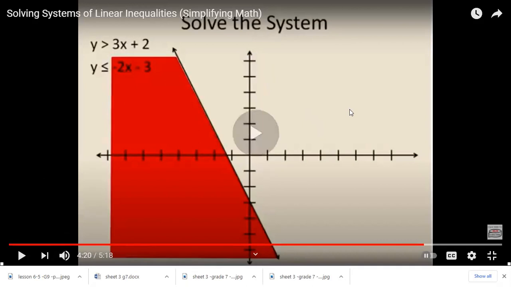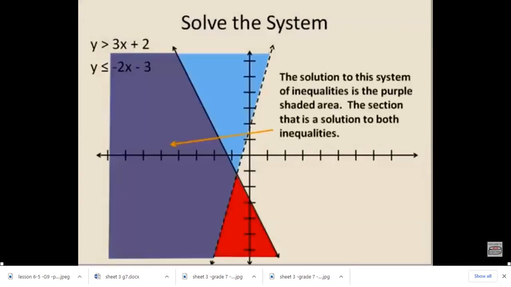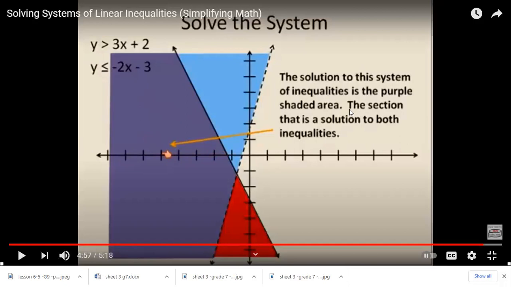So let's watch together. These are the solutions for our system. Instead, I'm just going to combine them together and shade it in purple where the blue and red cross. So the solution to this system is the purple shaded section. This is the section that would be a solution for both inequalities. If you'd like to test this, you could pick any point in the shaded purple area, and that would give you your x and y coordinate, for example, -1, 2, 3, 4, -5, 0. So could anyone tell me the last part?